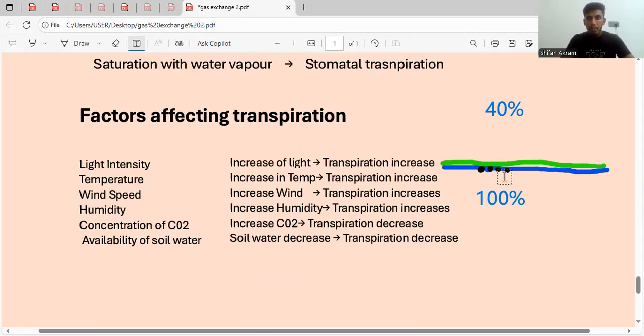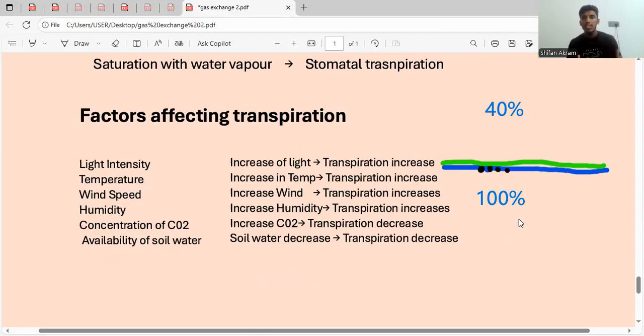Why? Let's say here we have 100%, here we have 40%, and on this surface we have 90%. Let's say for example we have 90% water vapor. Because of this, the transpiration rate decreases, because we have 90% here and 100% inside the leaf. So the diffusion gradient decreases. For this reason, when there is no wind, the transpiration rate decreases.